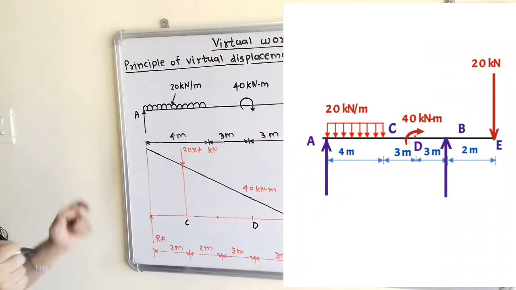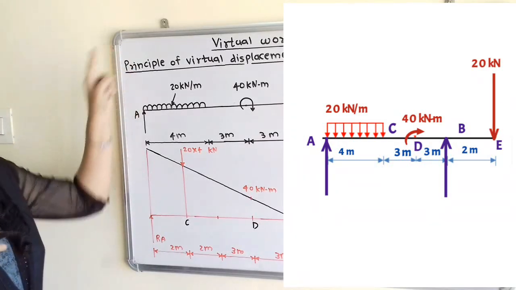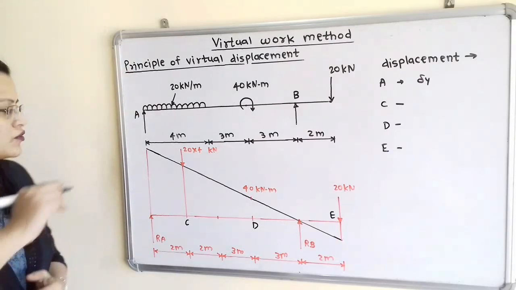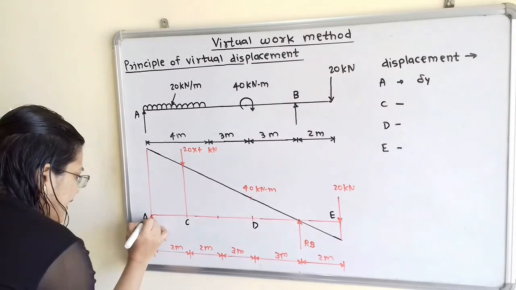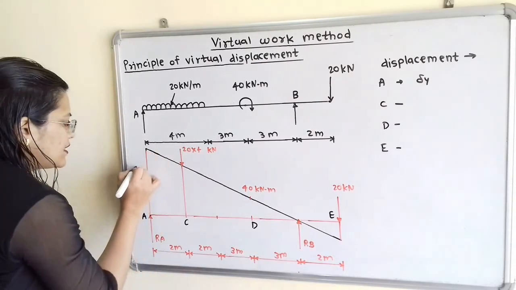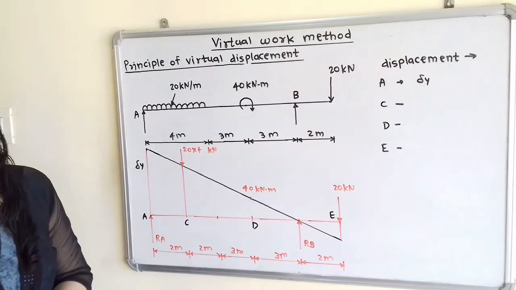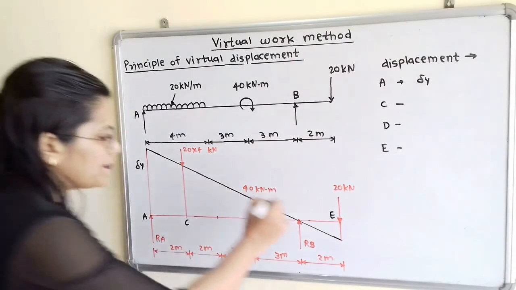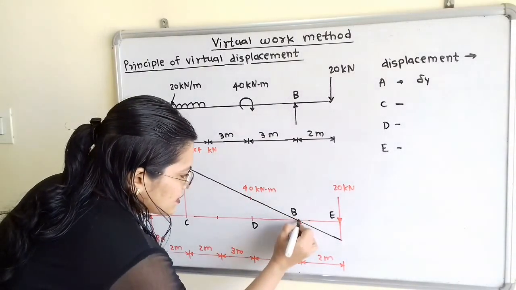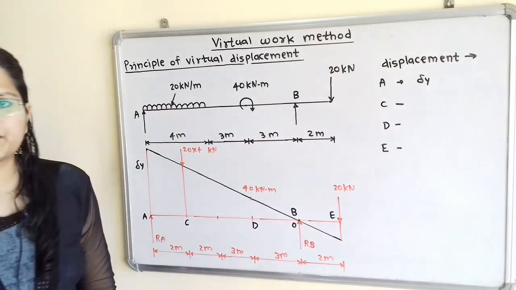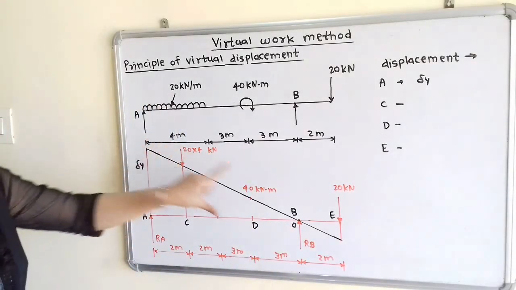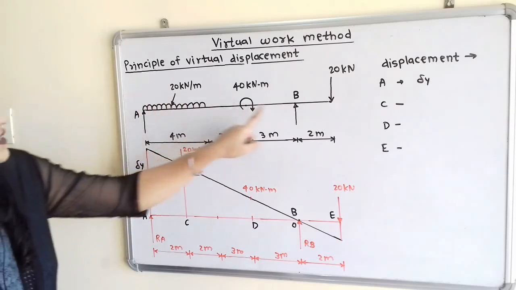So how to give that? We will give the displacement in vertical direction. So we will say that at this point A, the displacement given is equal to delta y. Then at this point B, the displacement is equal to 0. Now we have to find out the displacement at various points.